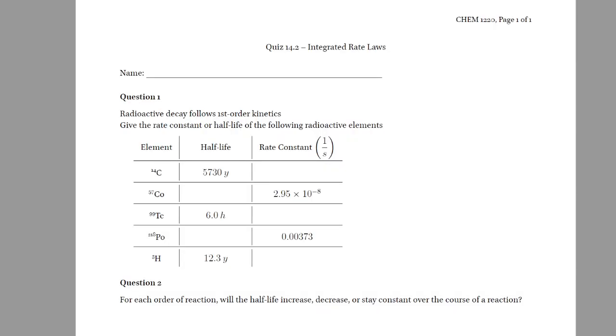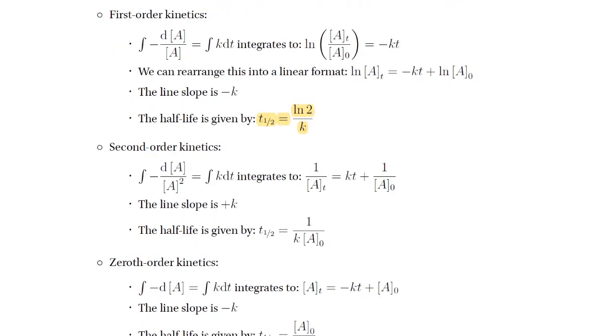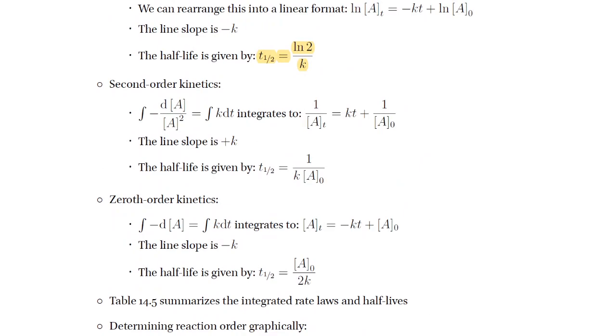Okay. So our next question: for each order of reaction, will the half-life increase, decrease, or stay constant over the course of the reaction? Let's come back to my notes here, and we can see the half-lives of the different reaction orders. So for a first order reaction, the half-life is natural log of 2 over k. That's going to be constant over the course of the reaction. There's nothing in this equation that will change over time.